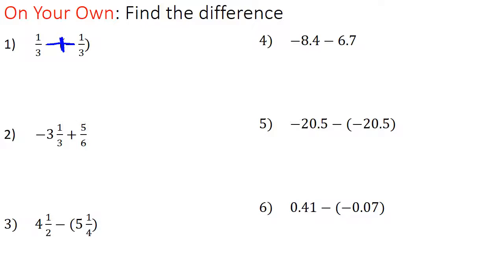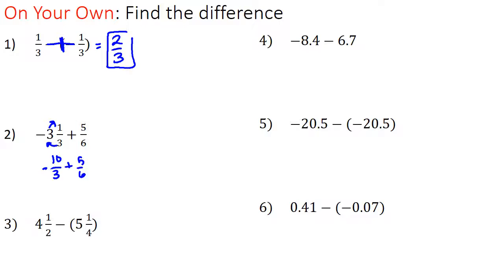So 1/3 plus 1/3 is going to be equal to 2/3. Then for problem number 2, again, we need to change this into an improper fraction first. So 3 times 3 is 9, plus 1 is 10. So I end up with 10 over 3, and it is negative 10 over 3 plus 5 over 6.